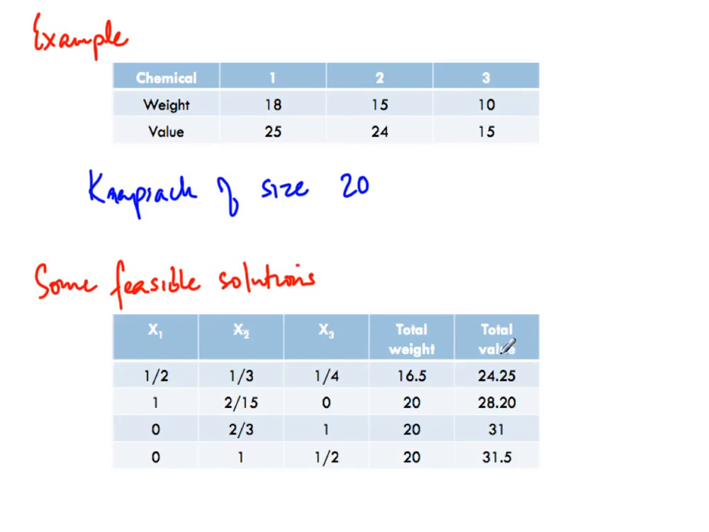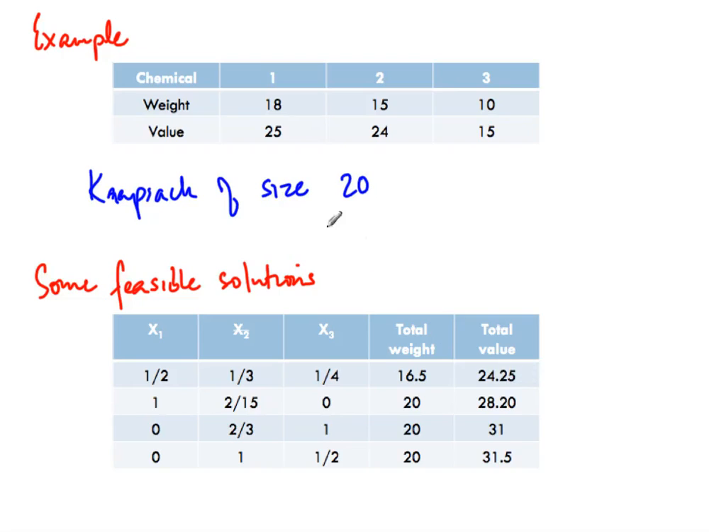So here are some feasible solutions. I can take half of the first one, so I take 9 units of this, I take 1/3 of this, I take 5 units of this, and I take 1/4 of this, I take 2.5 units of this. Actually my total weight is well under my capacity of 20, it's only 16.5. And if I add up half of 25 plus 1/3 of 24 plus 1/4 of 15, I get 24.25.